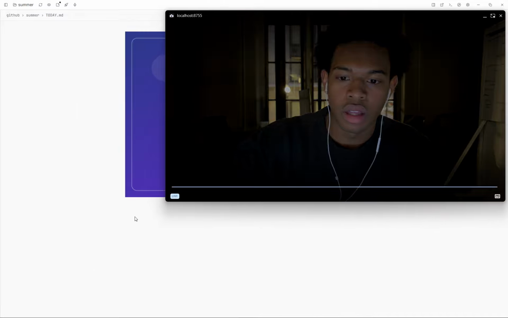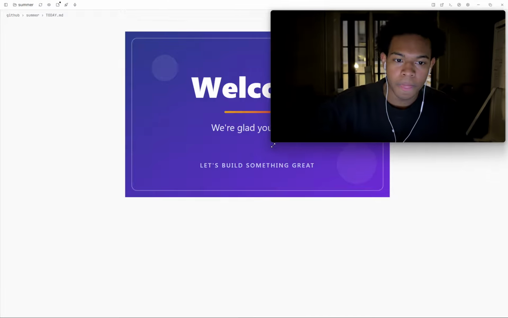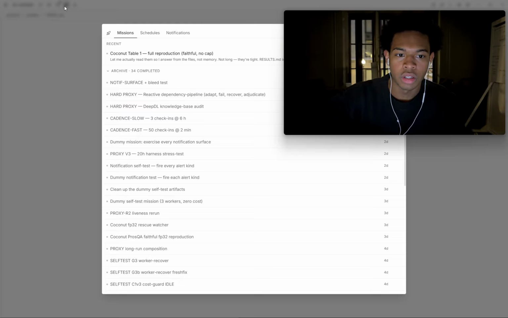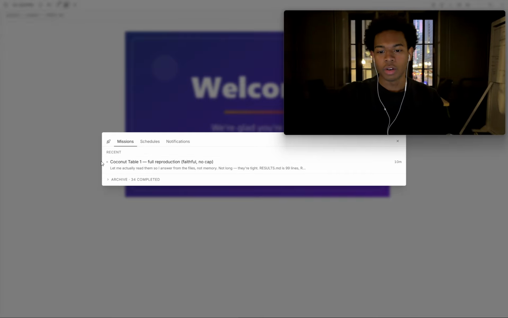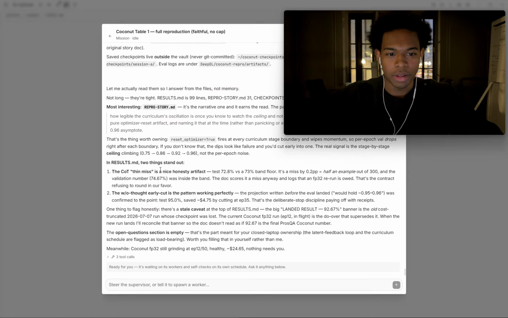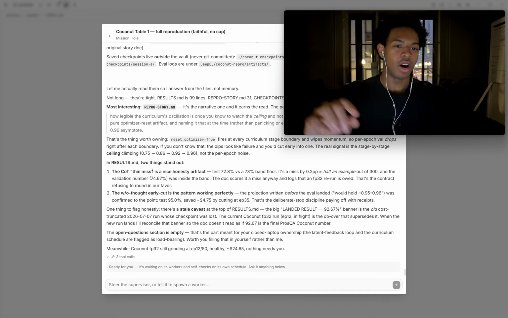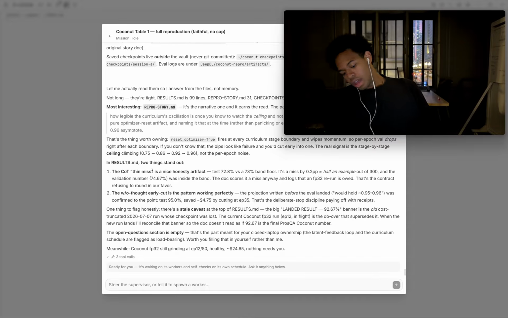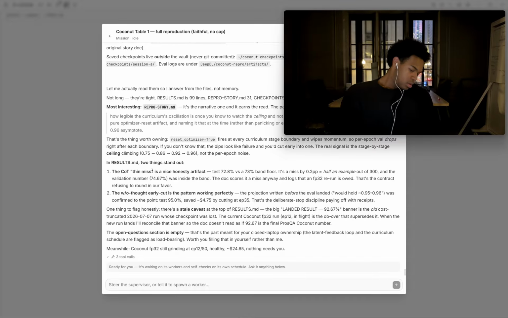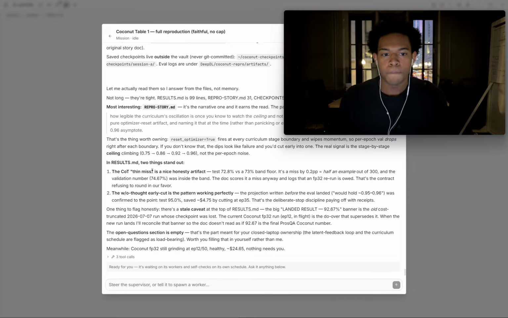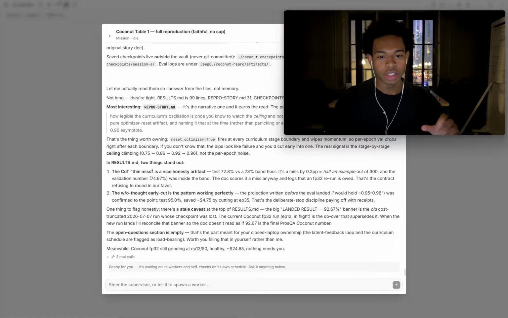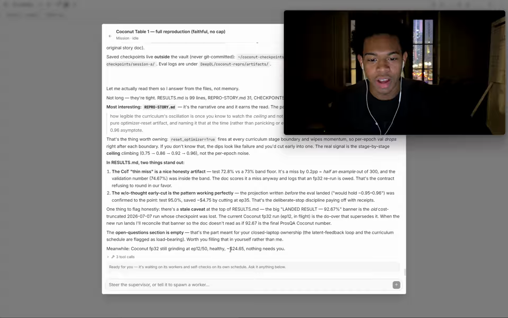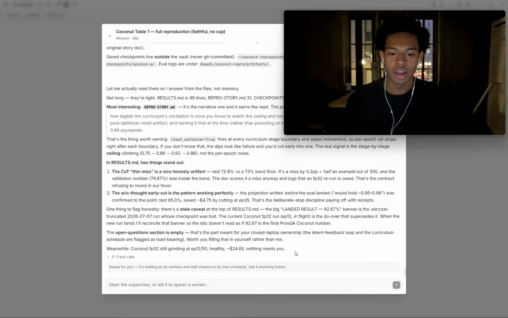The Chat desktop app supports looking at missions, and if we close the archives, Coconut Table 1, full reproduction, faithful, no cap. The no cap is the fact that there is no budget cap on this experiment. All I've done is say that I want it to notify me every $10 it spends. So you can see here, we're at $25 in spend.